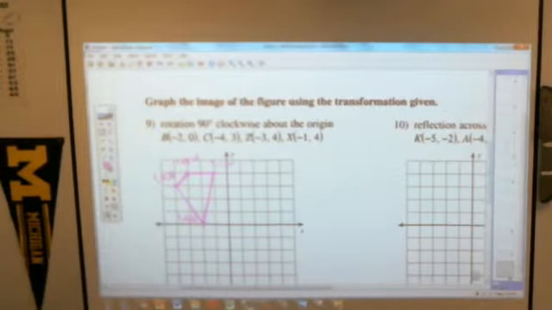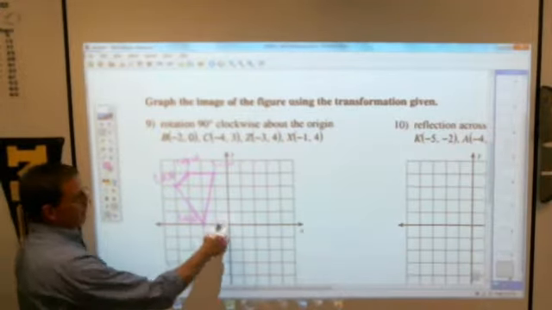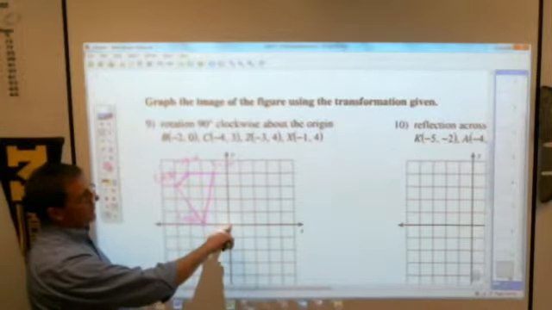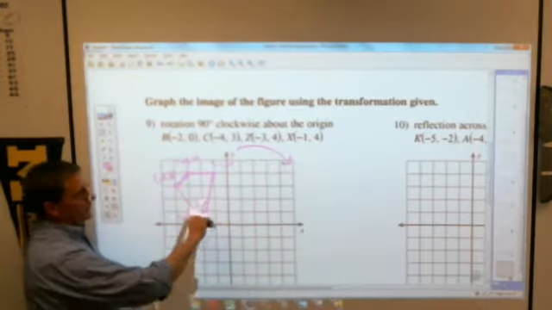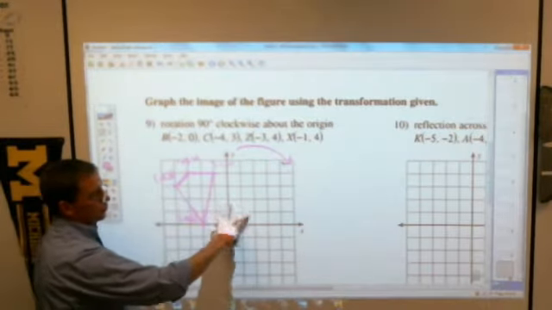Now again, we are taking a pin, basically. You stick a pin in there and turn it 90 degrees clockwise, which is this way. Everything is just going to shift.